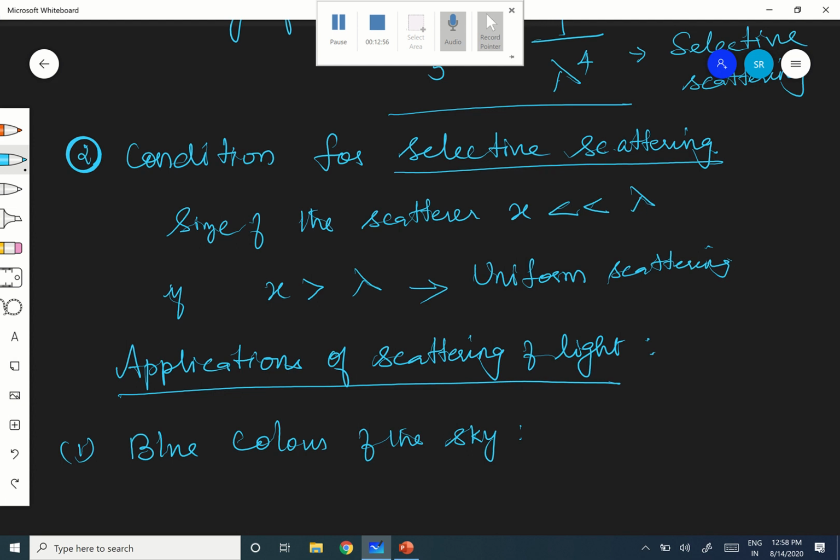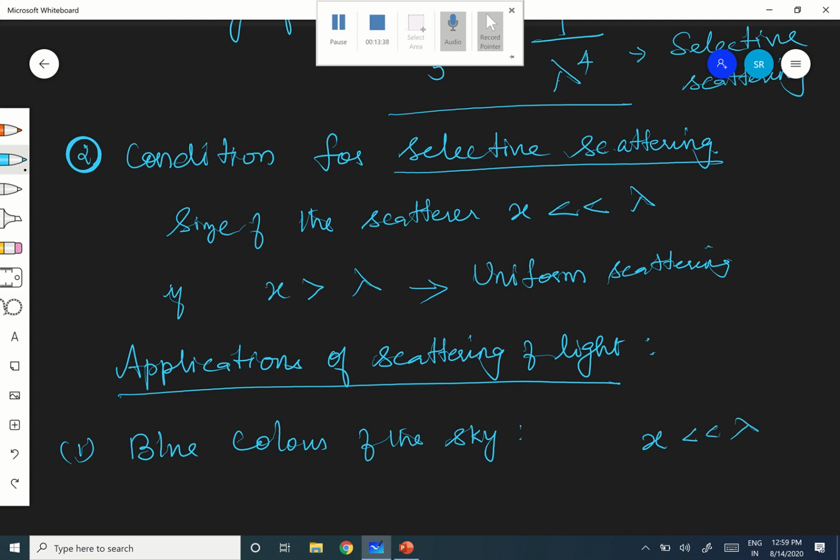The light which is coming from the sun gets scattered. While traveling through the Earth's atmosphere, it gets scattered by a large number of molecules. Here, in the uppermost atmosphere, it has to travel a very long distance. There are small gas molecules, and the size of these gas molecules is less than the wavelength of the light.